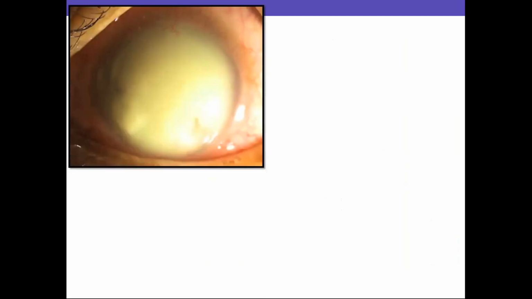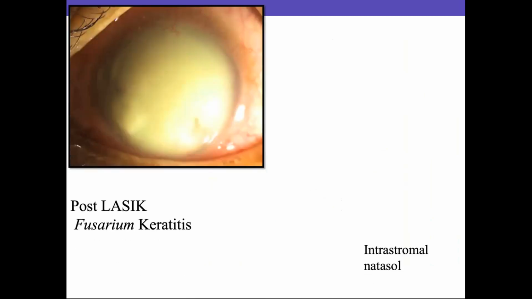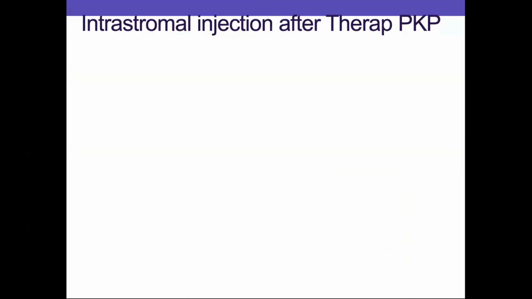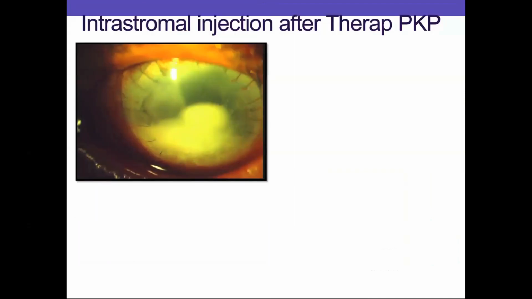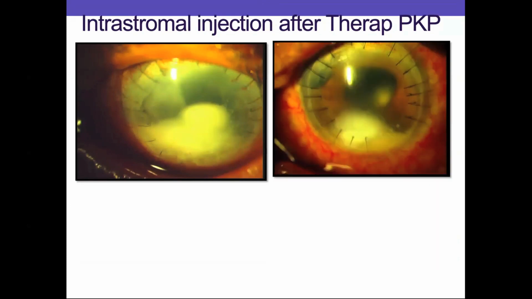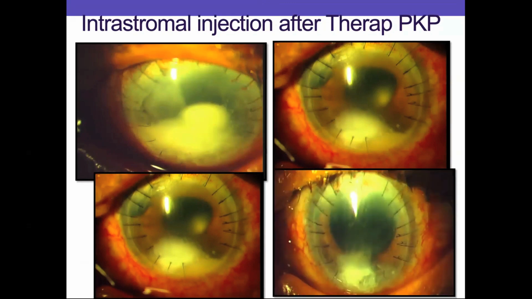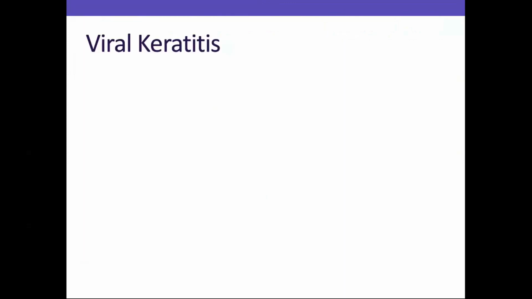And this is a case of fusarium, post-LASIK fusarium keratitis, where we gave intrastromal Natasol, and this has responded to therapy. And then at a later date, you can always do a penetrating keratoplasty for this. And sometimes it is a multi-pronged attack. So sometimes for infections, you have to do therapeutic keratoplasty, and then there's a recurrence, and then you can give intrastromal injections, and then they heal on therapy.